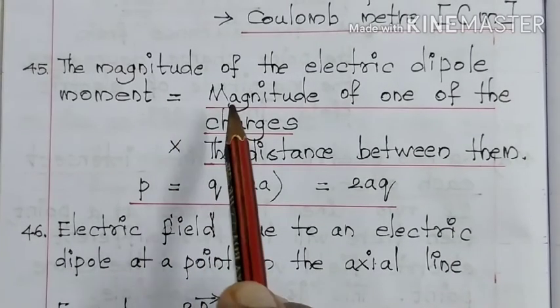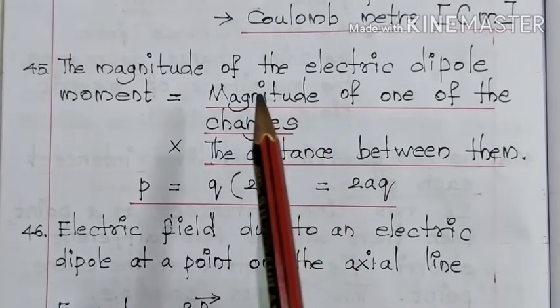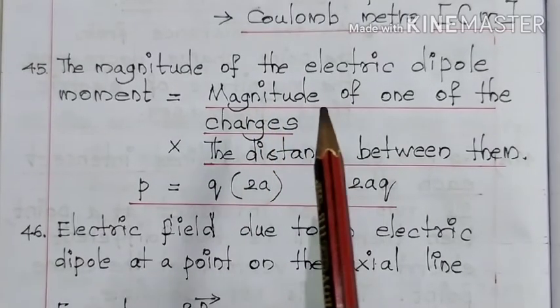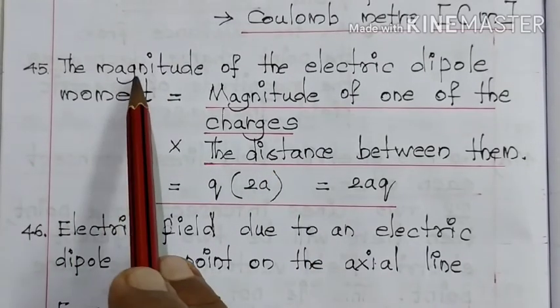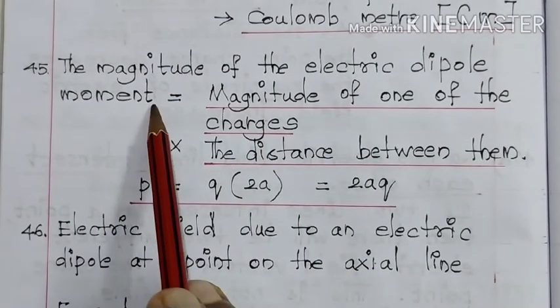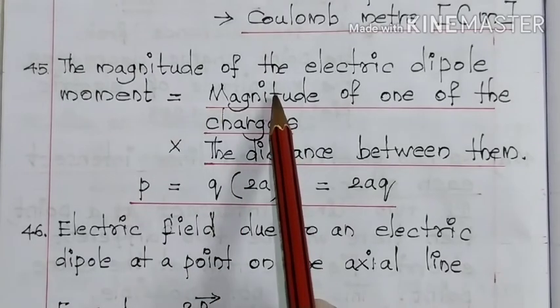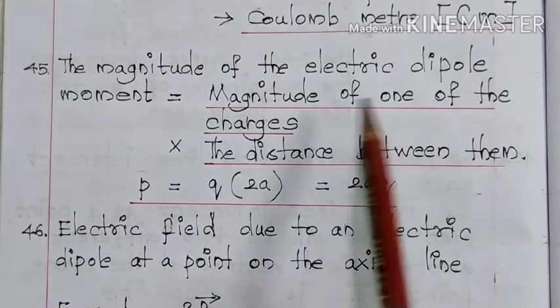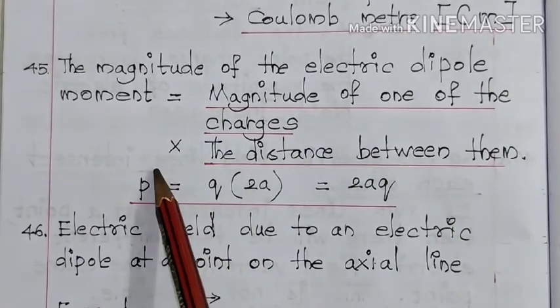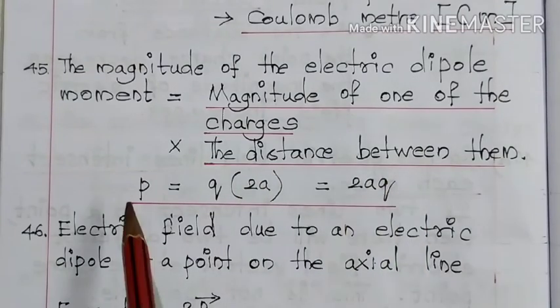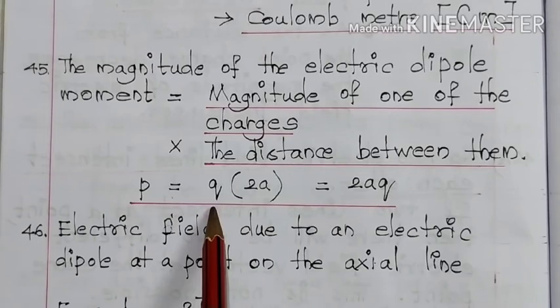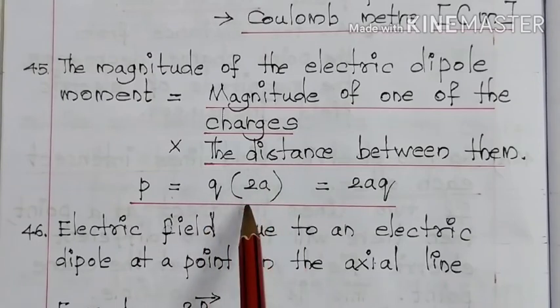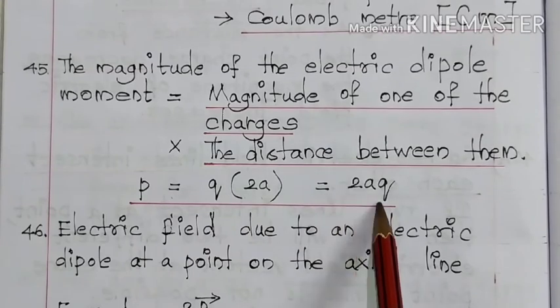From those two charges, we can take the magnitude of any one of the charges, which is multiplied by the distance in between them. So, the magnitude of the electric dipole moment is equal to the magnitude of one of the charges multiplied by the distance between them. So, small p is equal to q, one of the charges, and the distance in between both the charges is 2a. So q into 2a, which is written as 2aq.